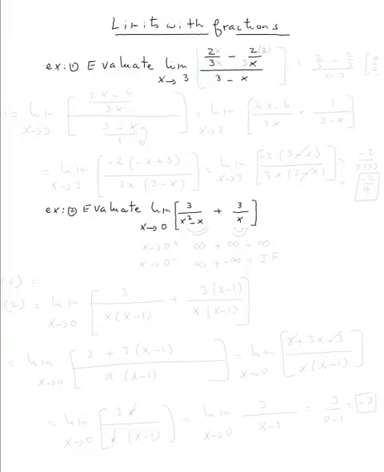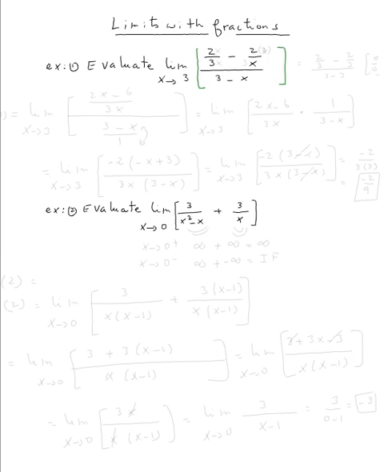In these examples, the topic is limits with fractions. To evaluate limits with fractions, first we plug in the number to check. If we get a number, we're done, of course. If we get 0 over 0, we need to find the least common denominator and write this whole quantity as one fraction. So if you plug in 3, that's obvious.